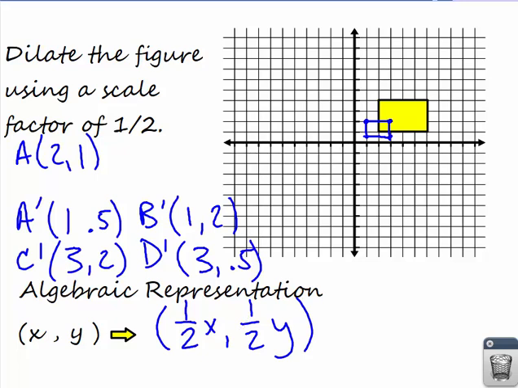Okay, so that's dilation. So that's the end of our video series on transformational geometry. Hopefully, if you go back and watch all 5 of them, you will learn a little bit about each of the transformations.